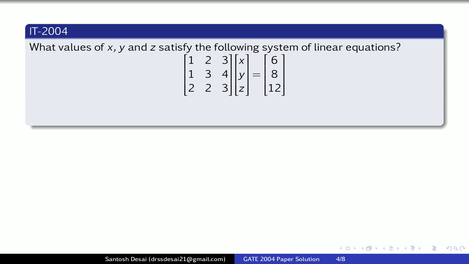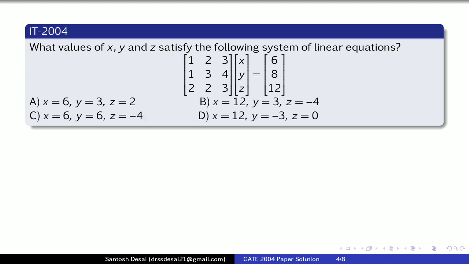Now consider the example from the 2004 question paper. What values of x, y, z satisfy the following system of linear equations? So the system of equations is given, that is three equations are given, and we have to find out the solution for this system of equations. The options A, B, C and D are given.